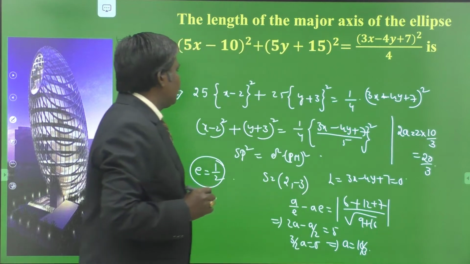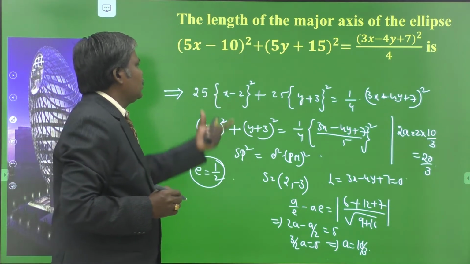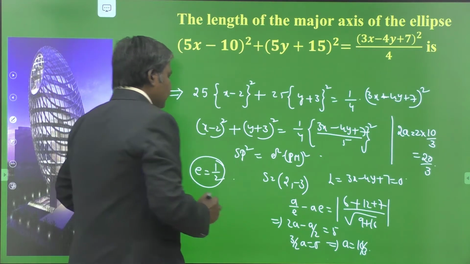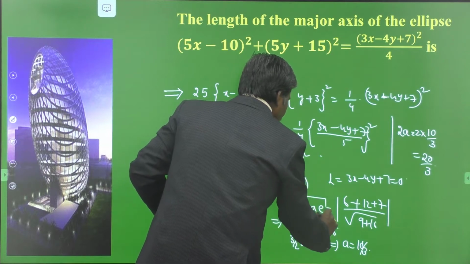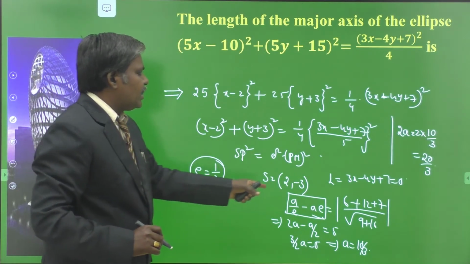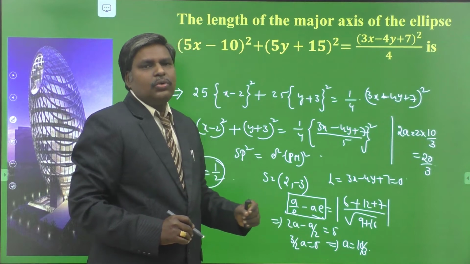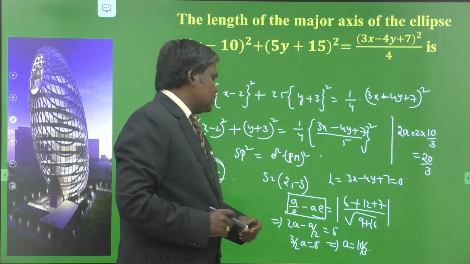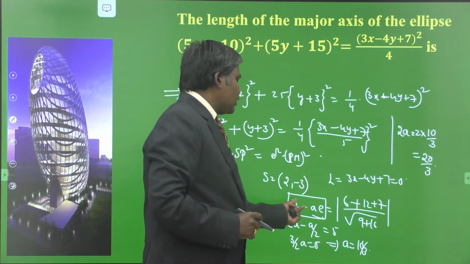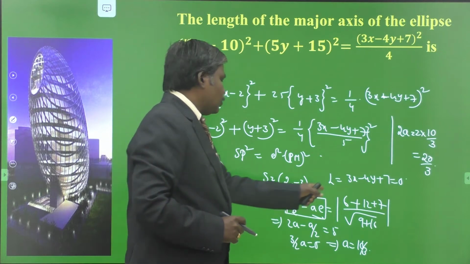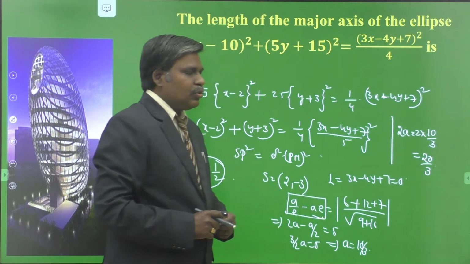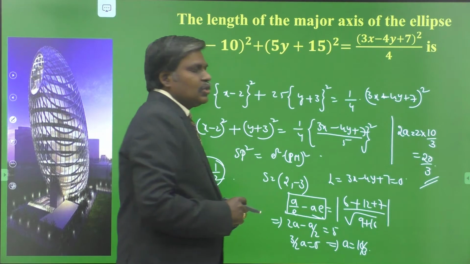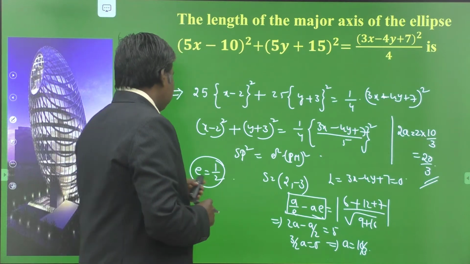So it is also a simple question, but you have to be aware of SP square is equal to e square into PM square, and also we have the formula, the distance from focus to the directrix is a by e minus ae. In parabola, what is that? 2a, half of the latus rectum. But here that is different. A by e minus ae is the distance from focus to its corresponding directrix. So modulus of (ax1 plus by1 plus c) by root of a square plus b square, and hence we obtain the length of major axis as 20 by 3, my dears. Okay.